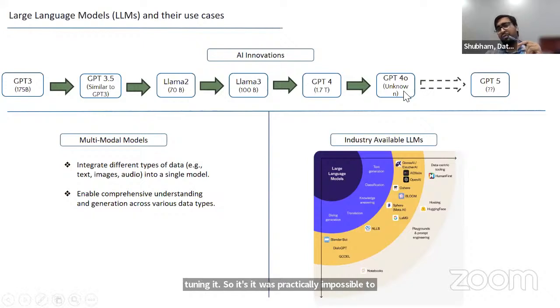GPT-4o was basically a lighter version of GPT-4, where the o stands for Omni.